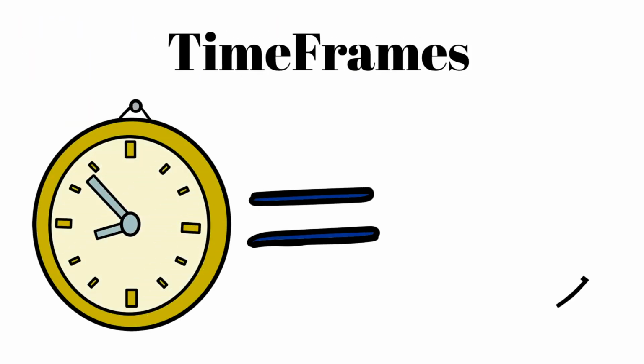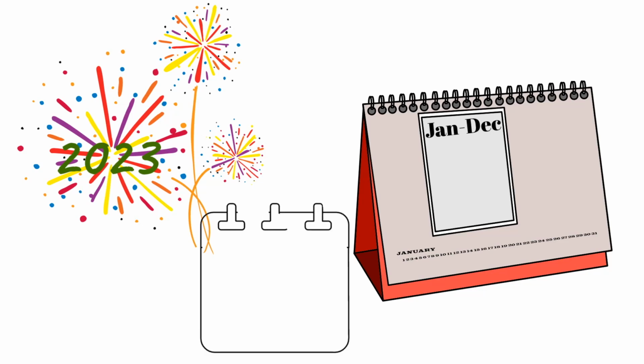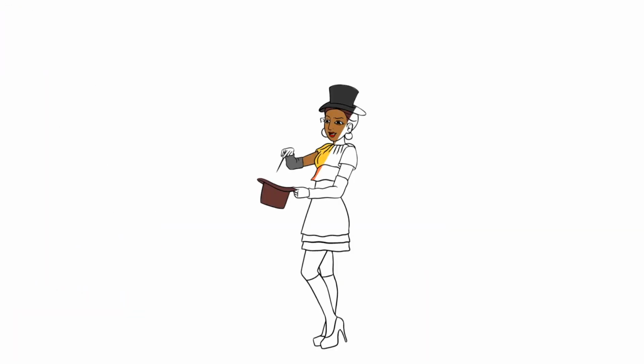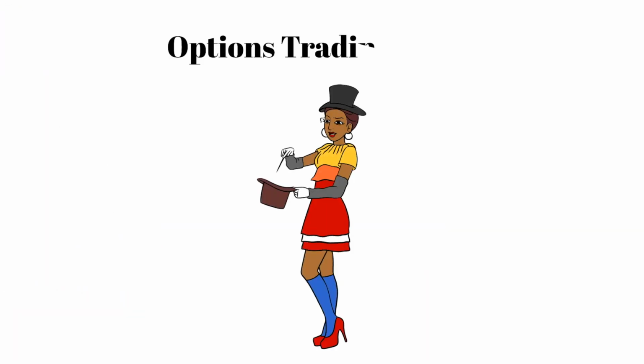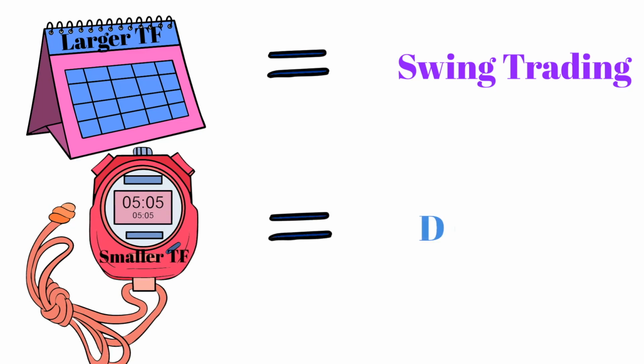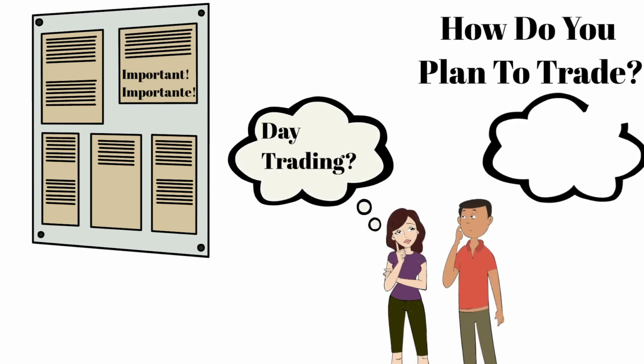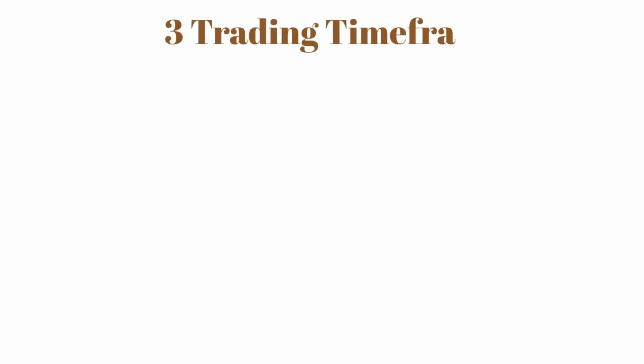Time frames are a way of breaking down data, no different than breaking years into months and months into days. So today I'm here to help you solve the options trading mystery around time frames. The larger time frames are for swing trading and the smaller time frames are for day trading. It is important to ask yourself, how do you plan to trade? Are you day trading or are you swing trading? By answering this question, you'll have an understanding of how to view the three trading time frames.